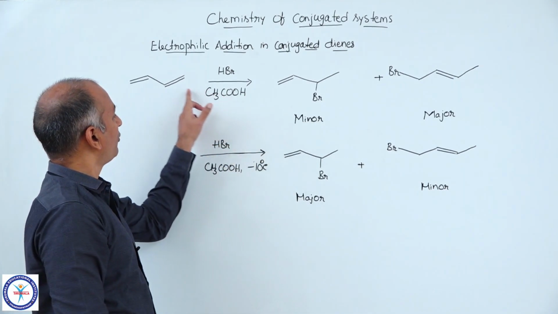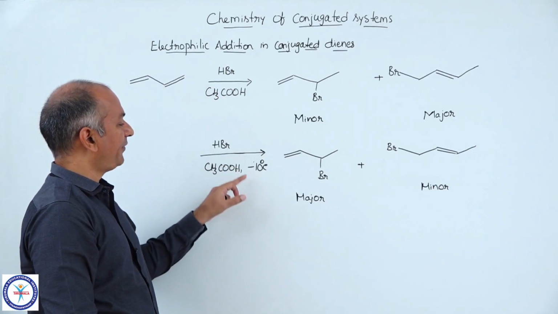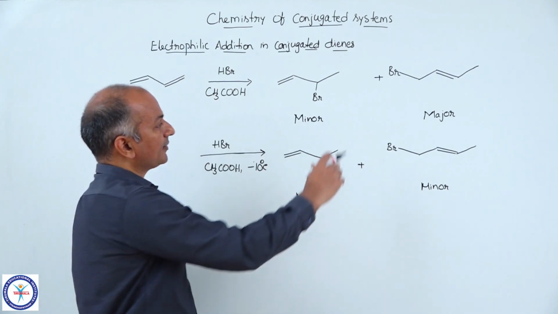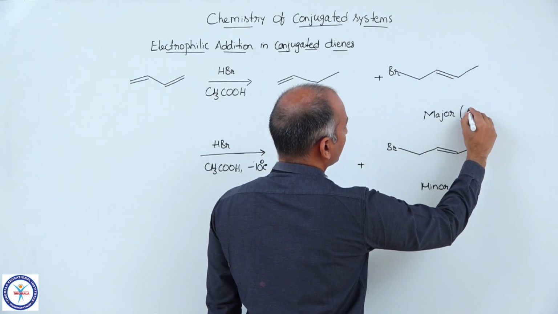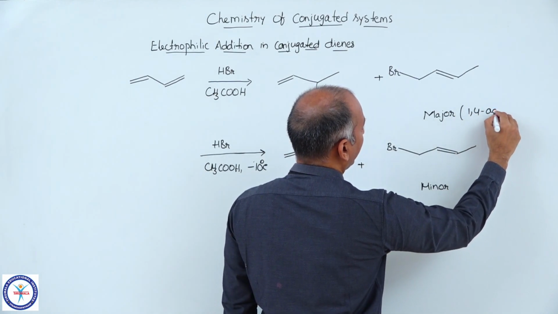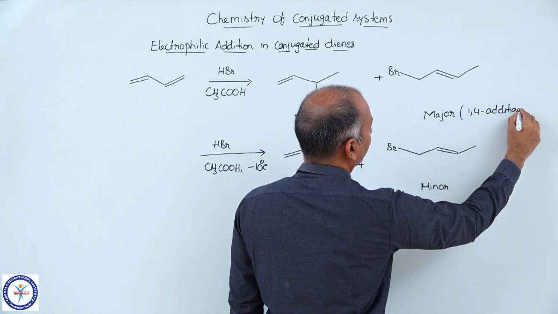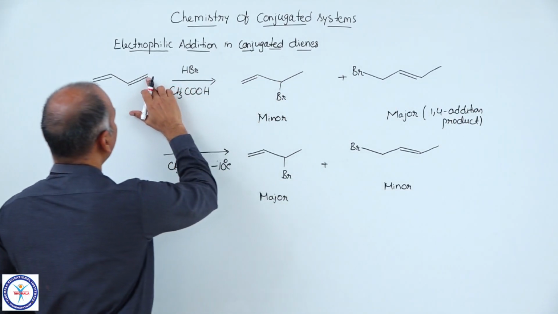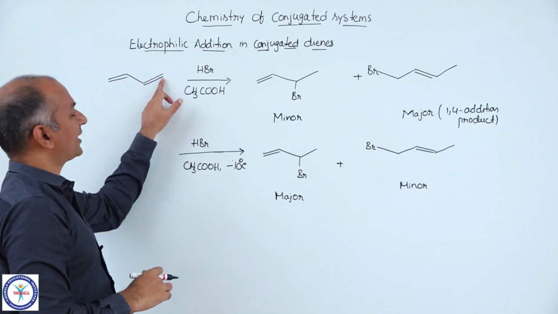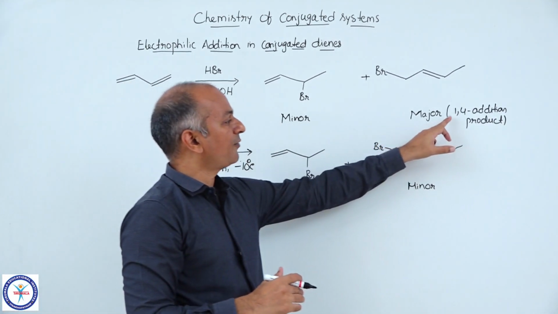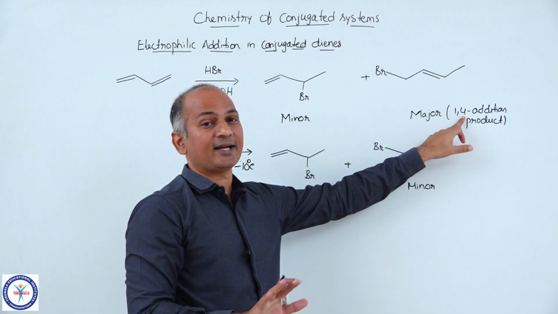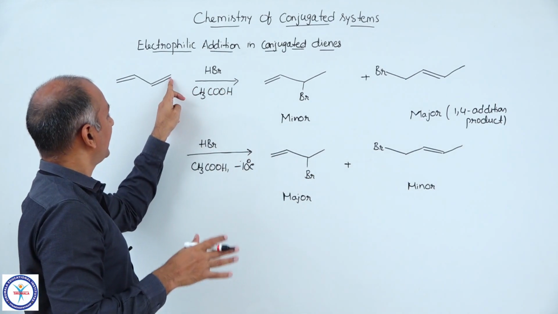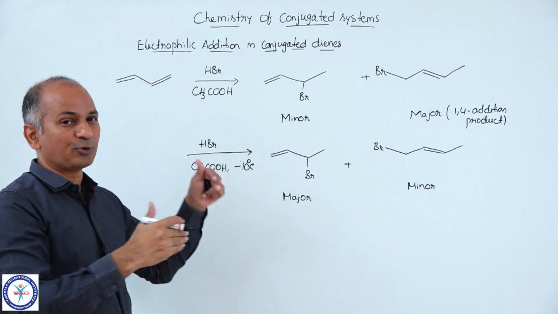We are adding HBr to 1,3-butadiene at two different temperatures and the result is different. This compound is called the 1,4 addition product. H is added to one carbon and Br is added to the fourth carbon from that carbon. Actually, 1 and 4 are not the IUPAC numbers; it is the relative position of the carbons. So if you say this is the first carbon, then that is the fourth. So relative to that, 1,4 addition.